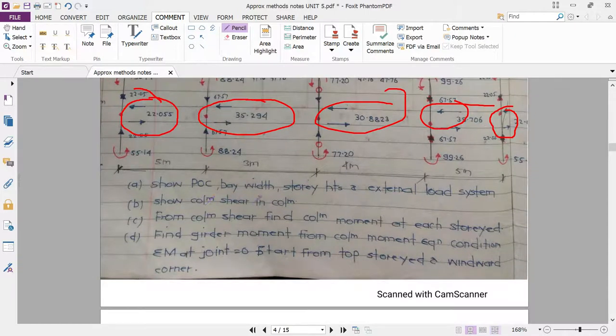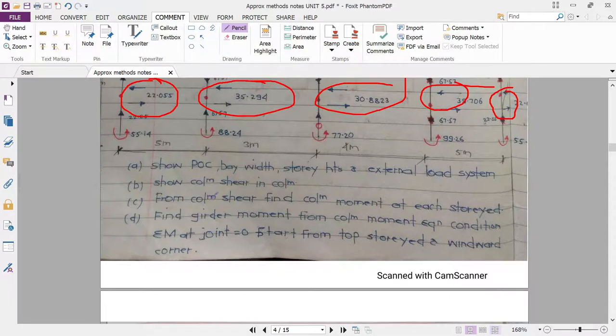Then show the column shear in column. Then from the column shear find the column moment at each story, that we have already seen. Then find the girder moment. Girder is nothing but a beam. Beam is also called a girder. Girder moment from the column moment equation.